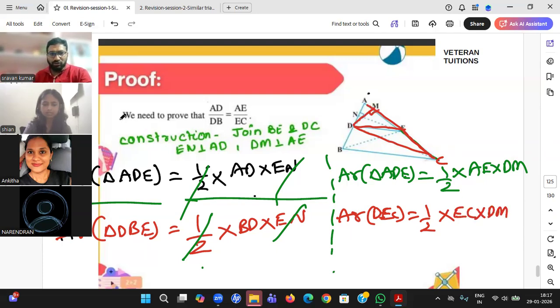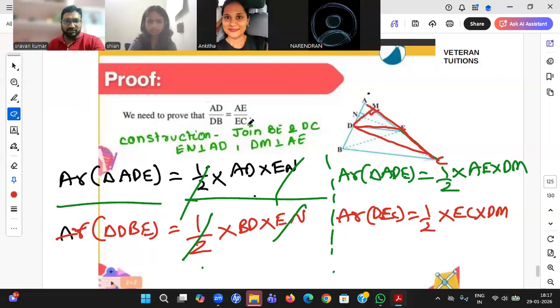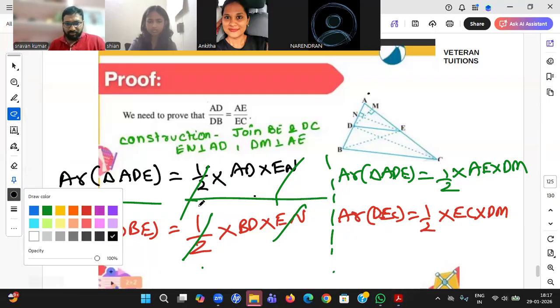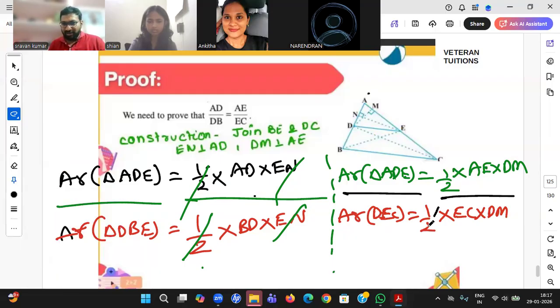But it is AE by EC, students, so obviously we don't have a choice. We need to divide to bring the things into the picture. So I'm just dividing the things. This one, half and half get cancelled, DM gets cancelled, and I got AE by EC.